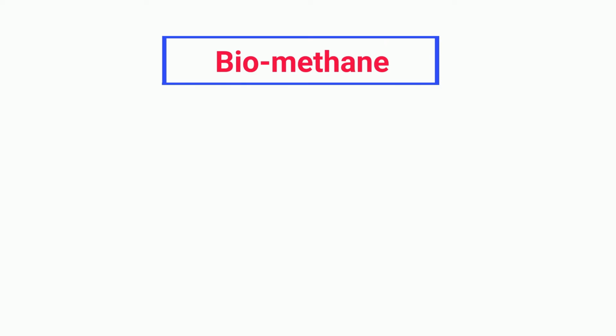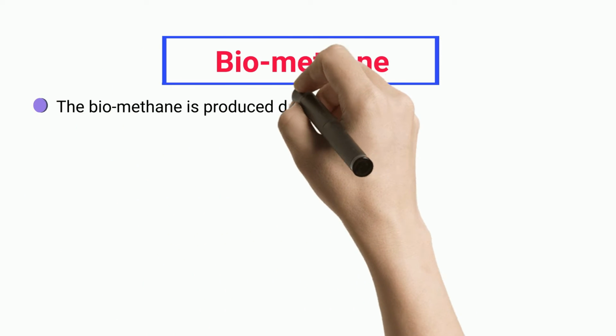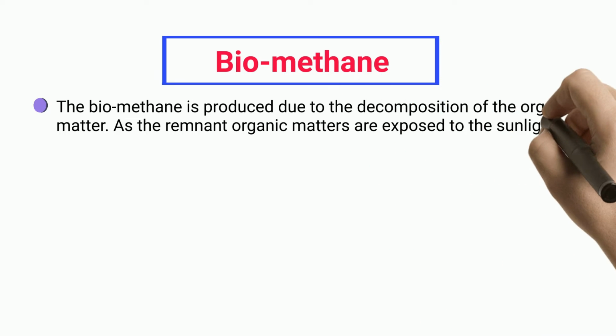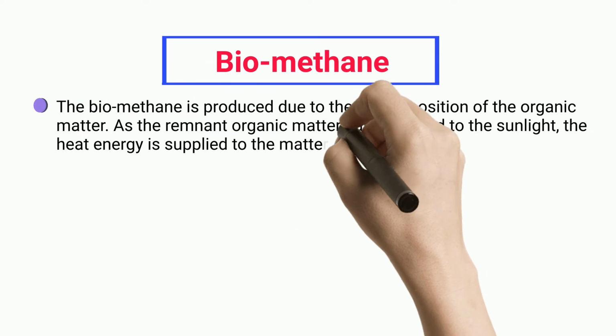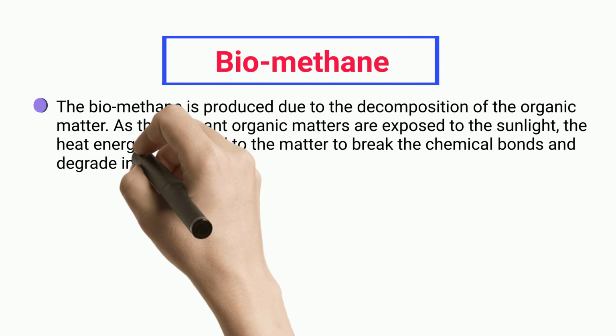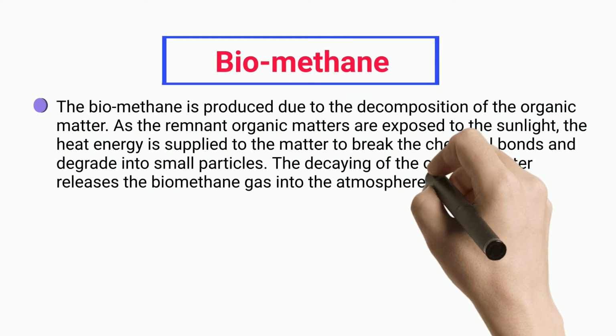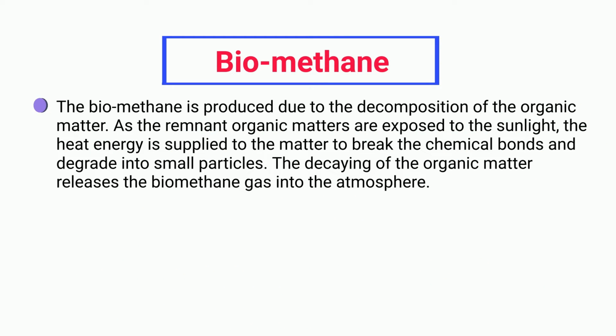Biomethane. The biomethane is produced due to the decomposition of organic matter. As the remnant organic matter is exposed to sunlight, heat energy is supplied to the matter to break the chemical bonds and degrade it into small particles. The decaying of the organic matter releases biomethane gas into the atmosphere.